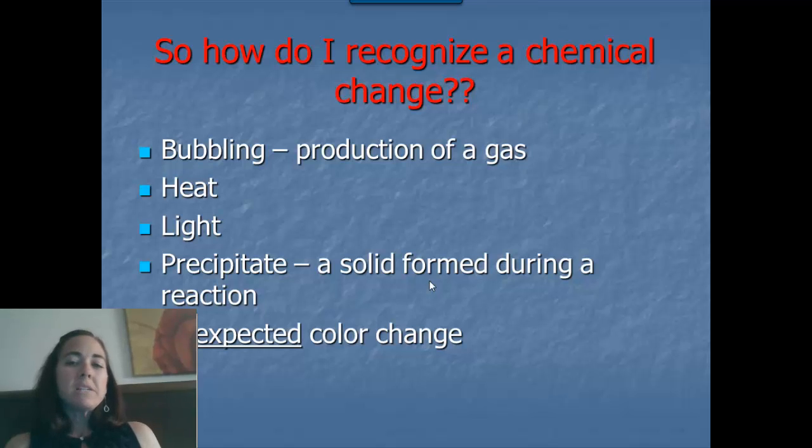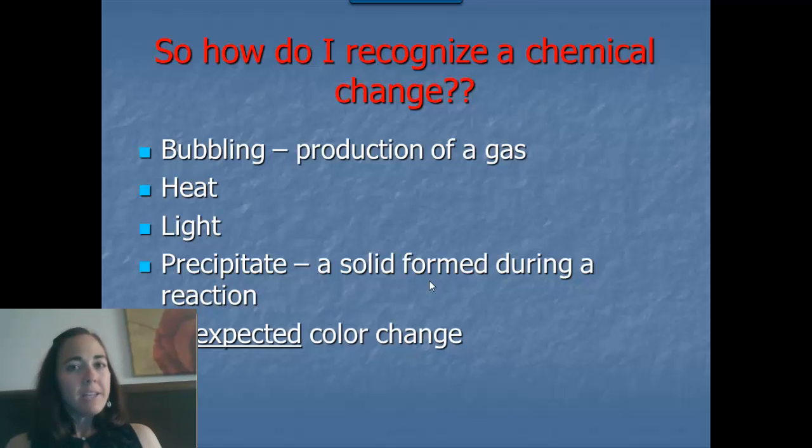A precipitate is when a solid forms during a reaction, and I've got a video clip to show you an example of this. In your test tube, the substances will get really cloudy or grainy, milky looking, and you can tell that you're forming something different that you didn't have in there before. And finally, an unexpected color change.